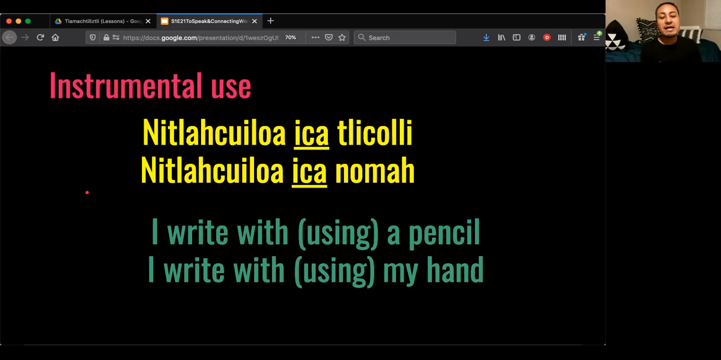So you could also say ni tlahquiloa, I write, ika tlicoli, with a pencil. Ni tlahquiloa ika tlicoli, I write with a pencil. I wrote it as "I write with a pencil" because that's how we would translate it, but it's really implying I write using a pencil. Ni tlahquiloa ika noma, I write with my hand. Ni tlahquiloa ika noma, okay?